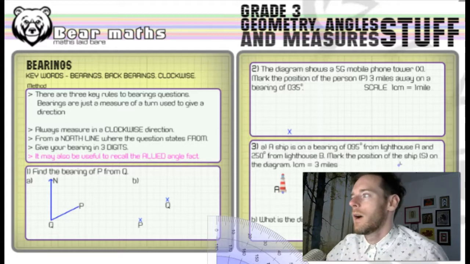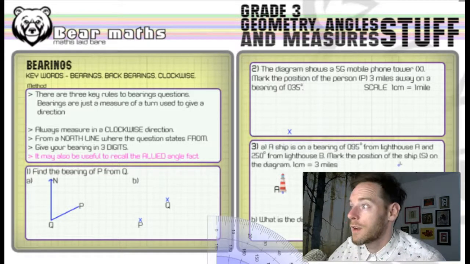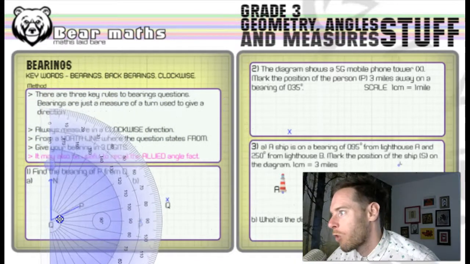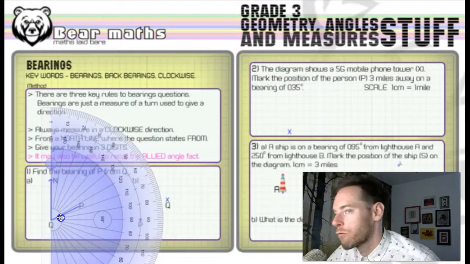Now, the first question states that we need to find the bearing of P from Q. All right, that means we need to measure the bearing of P from Q. It might state that the diagram is to scale, or it might say in the words measure the bearing of P from Q. Now we need to put the protractor on point Q because that's where it says from. That's the really important bit. You see there's a north line already drawn there, so I've lined up the north line with a 0.